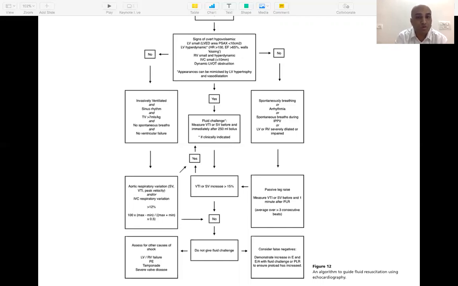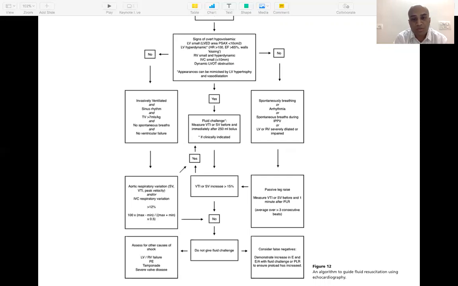If the hypovolemia is not overt, then we have to look whether the patient is spontaneously breathing or mechanically ventilated. If the patient is sedated and paralyzed and mechanically ventilated with a tidal volume more than 7 ml, in that situation we can go for aortic respiratory variation like stroke volume variation, VTI and peak velocity, and IVC respiratory variation more than 12%. If these things are present, then the patient is probably fluid responsive, and in their absence, probably we have to look for other causes of poor tissue perfusion.